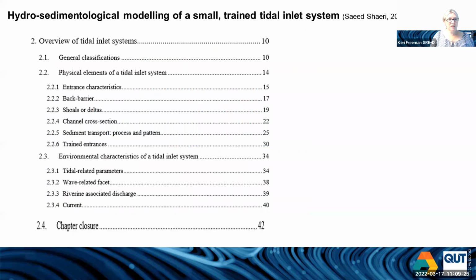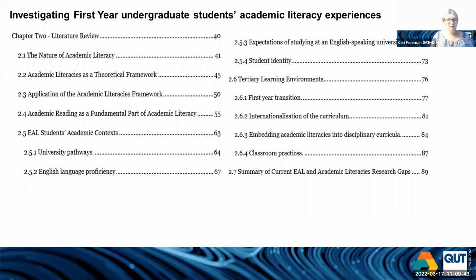So, yep, this one, physical elements of a tidal inlet, environmental characteristics. That's an interesting one. So Saeed's put chapter closure instead of saying conclusion. What do you think about that? And then this one, summary. But I want these subheadings that you've got to be clear, all right?